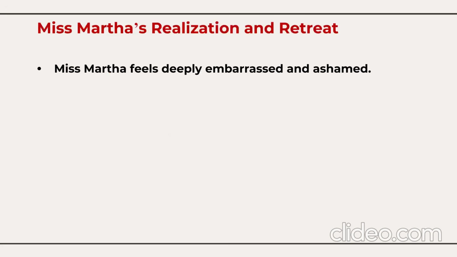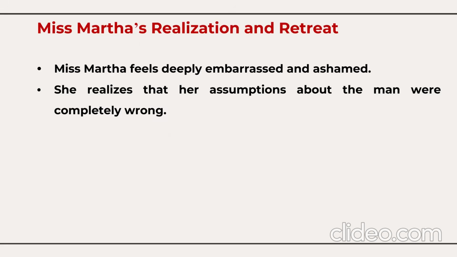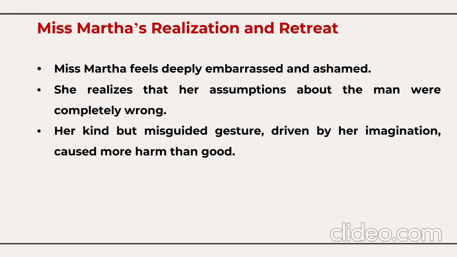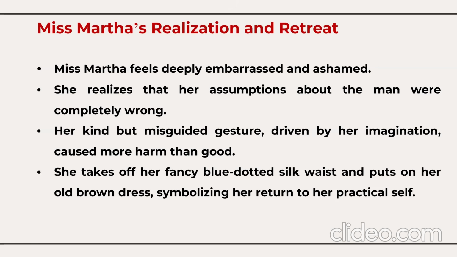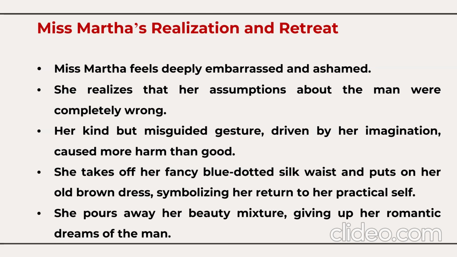So obviously, Miss Martha feels deeply embarrassed and ashamed. She realizes that her assumptions about the man were completely wrong. Her kind but misguided gesture, driven by her imagination, caused more harm than good. She takes off her fancy blue dotted silk vest and puts on her old brown dress, symbolizing her return to her practical self. Now she has come back in her old attire. She pours away her beauty mixture, giving up her romantic dreams of the man. Now she has no fascination about this man, right?